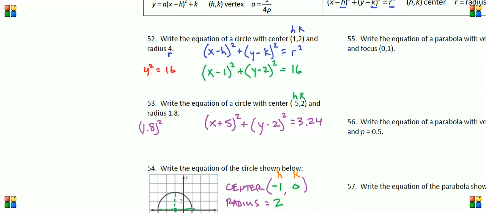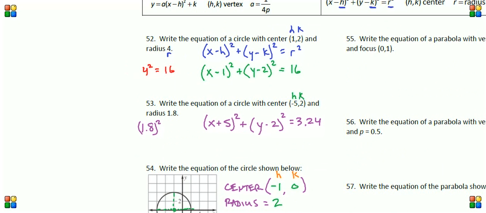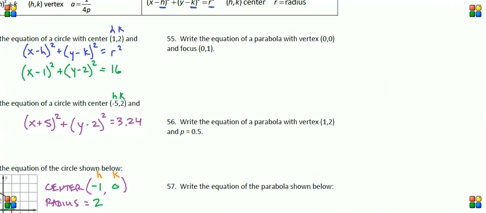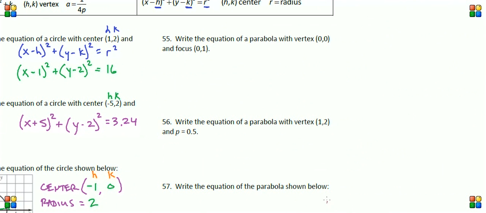We are now to question number 55, that is now talking about parabolas. I think these are some of the harder questions on the test. Number 55 says, write the equation of a parabola with a vertex of (0, 0) and a focus of (0, 1). Vertex of (0, 0), focus of (0, 1).